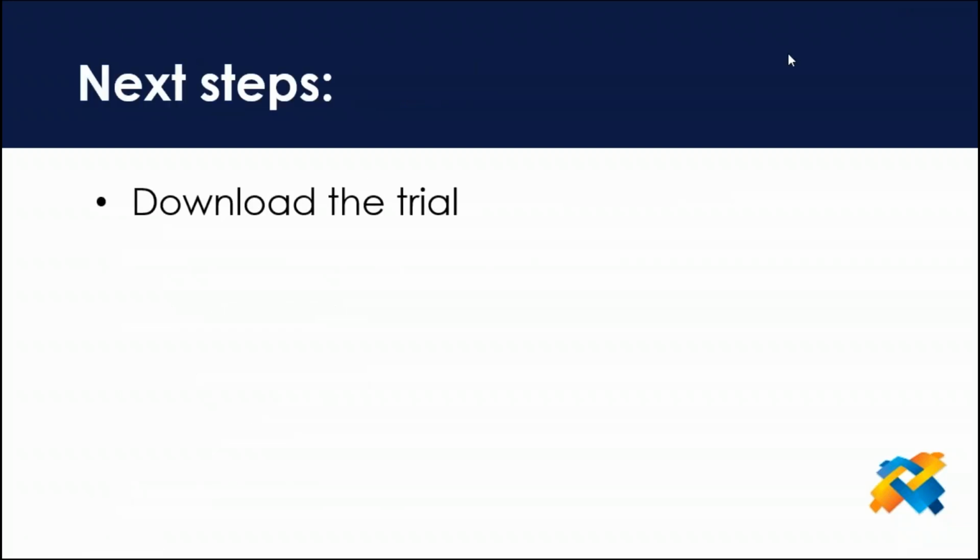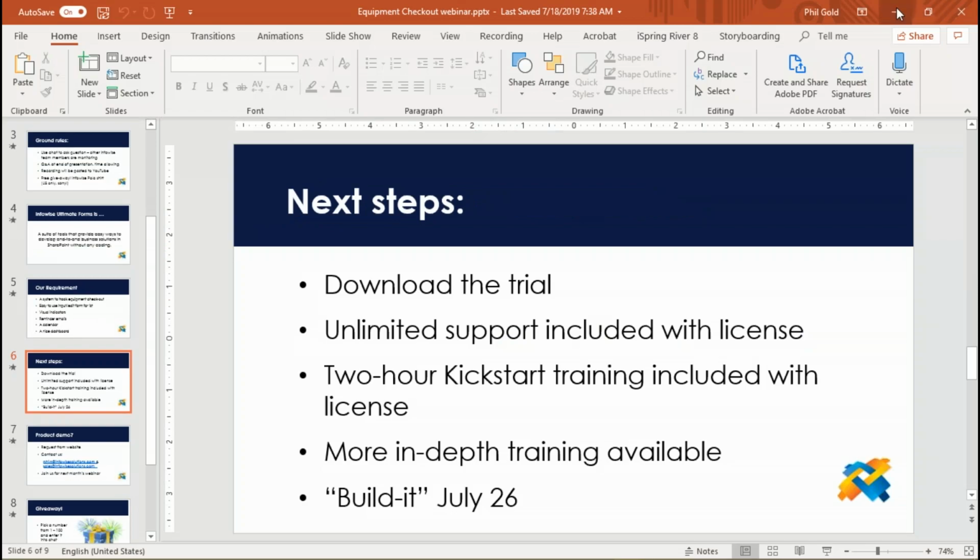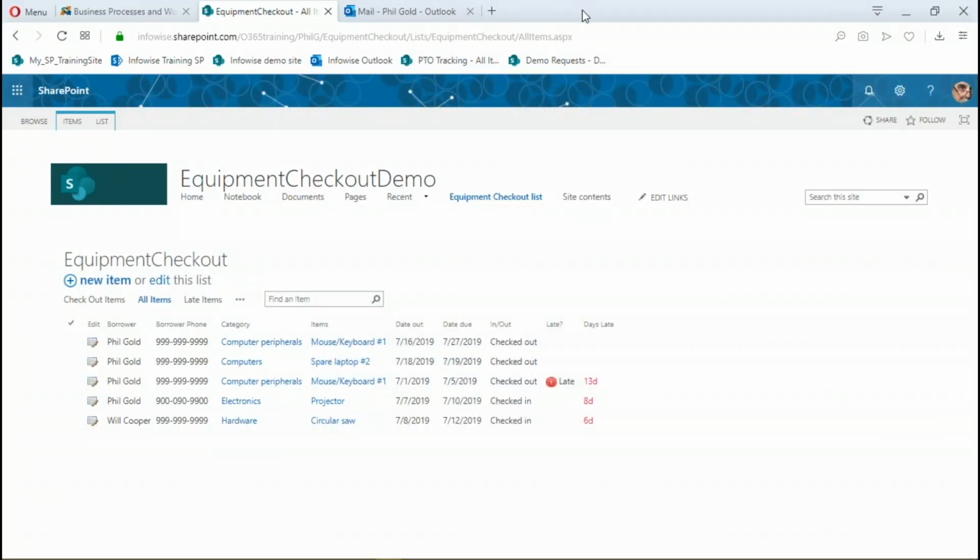Actually, I'm going to get out of presentation mode there, and let's go into our SharePoint list. This was where I started, by building a list, because of course everything in SharePoint starts with lists, right? You have to do this first. Now, I had to think about what I wanted to have in my list. I wanted to track the borrower. I wanted a phone number.